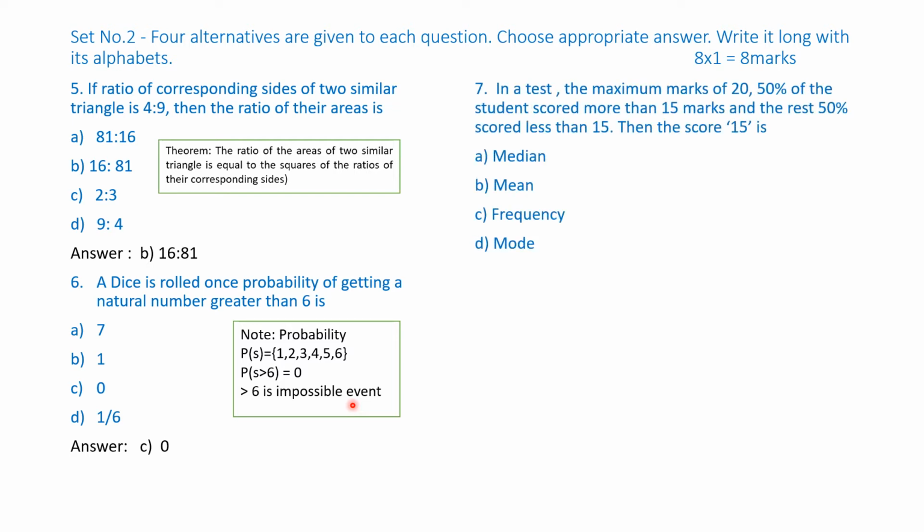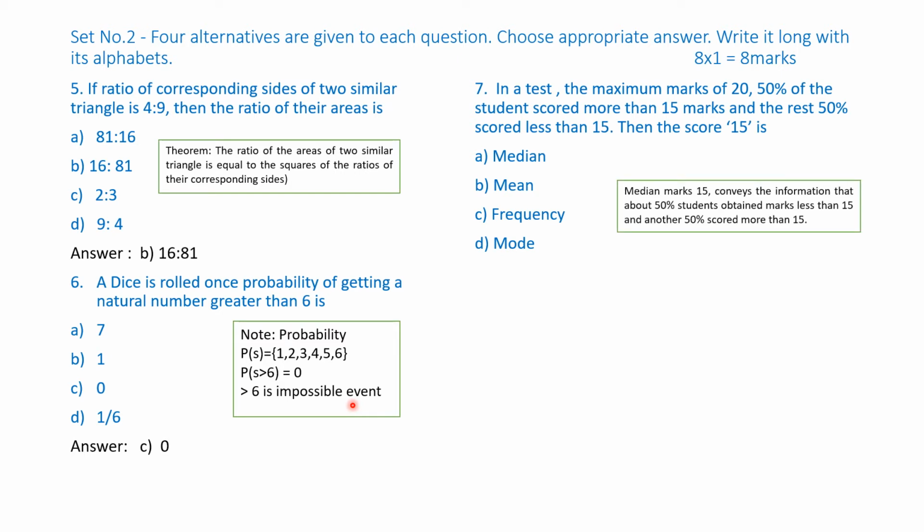Question number 7. In a test, the maximum marks are 20. 50% of the students scored more than 15 marks and the rest 15% scored less than 15. Then the score 15 is asking whether this 15 is a median, option A, option B whether it is a mean, option C whether it is a frequency, option D whether it is a mode.